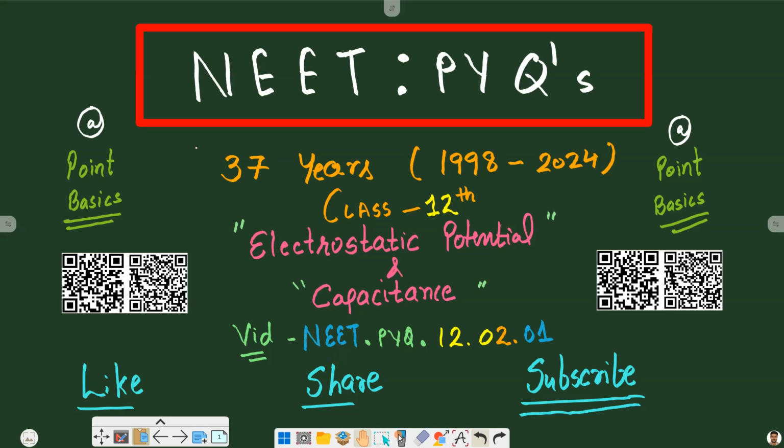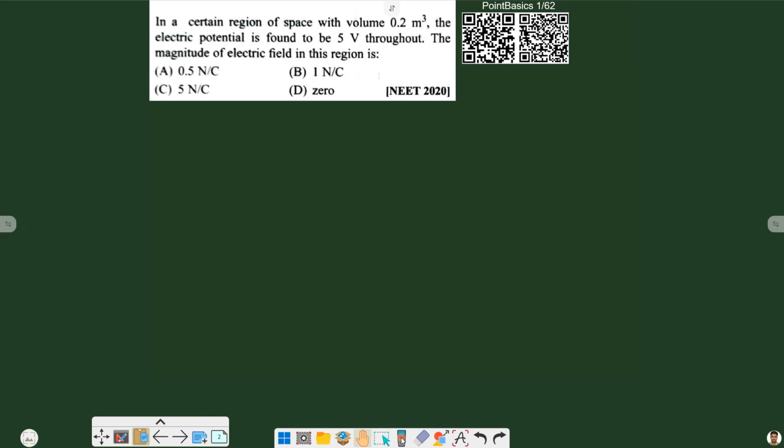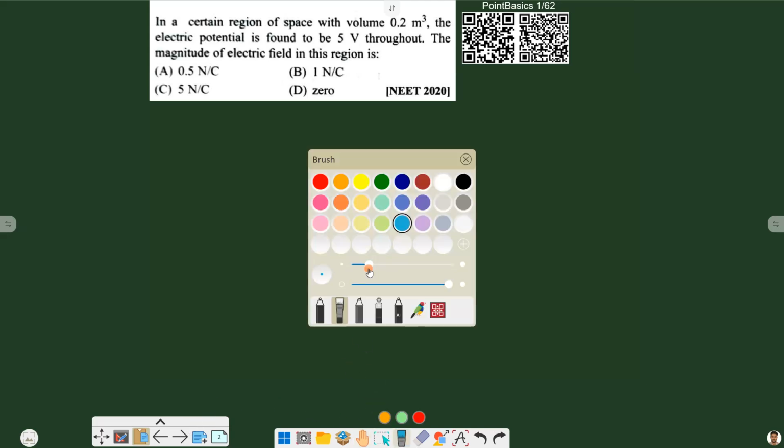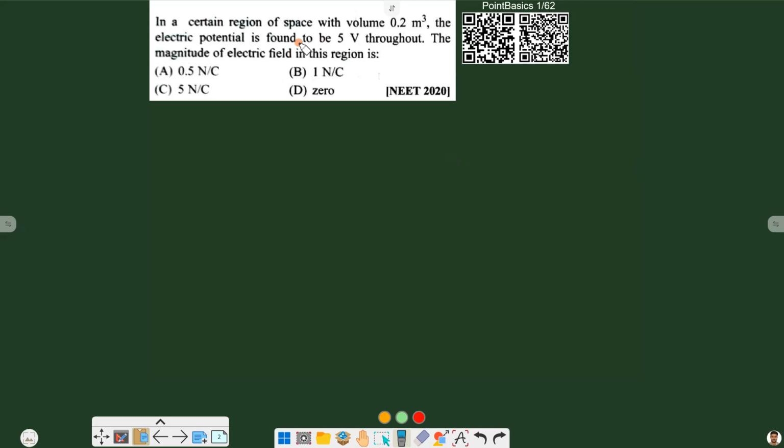So with this, let's start with today's video with question number 1. In a certain region of space with volume 0.2 meter cube, the electric potential is 5 volt throughout. We have to find the magnitude of electric field in this region.